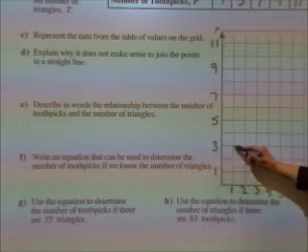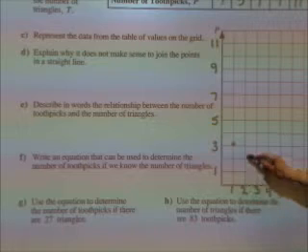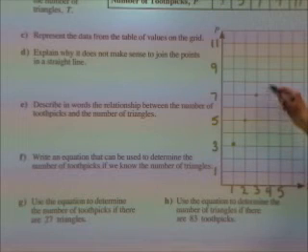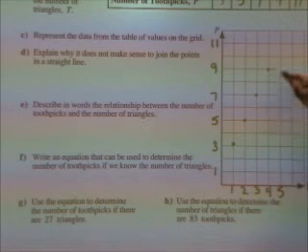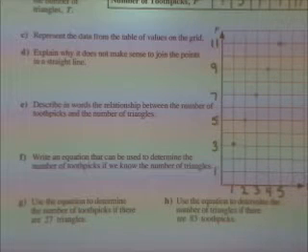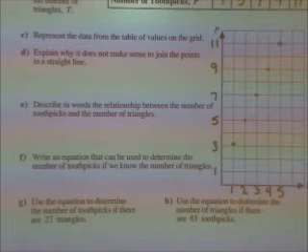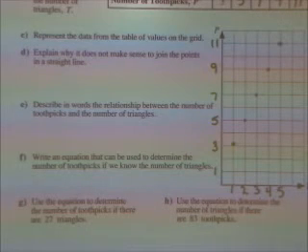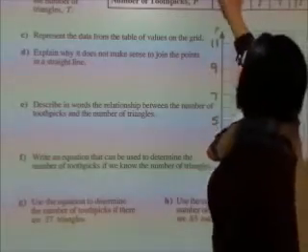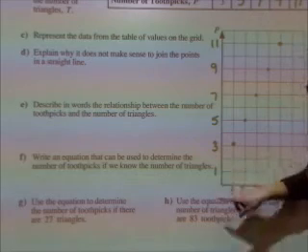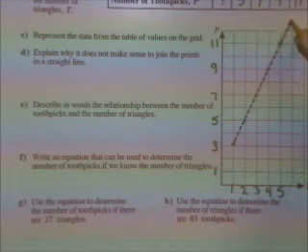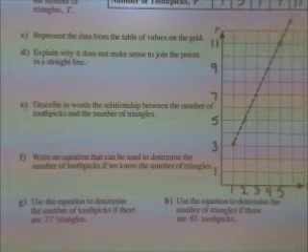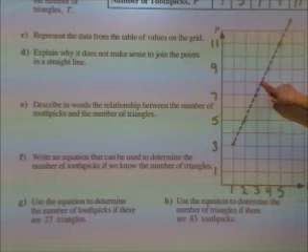So 1 triangle, 3 toothpicks. 2 triangles, 5 toothpicks. 3 and 7, 4 and 9, 5 and 11. Now, should I join these points together? Yes. Linear. It's linear. So what would this point here represent?